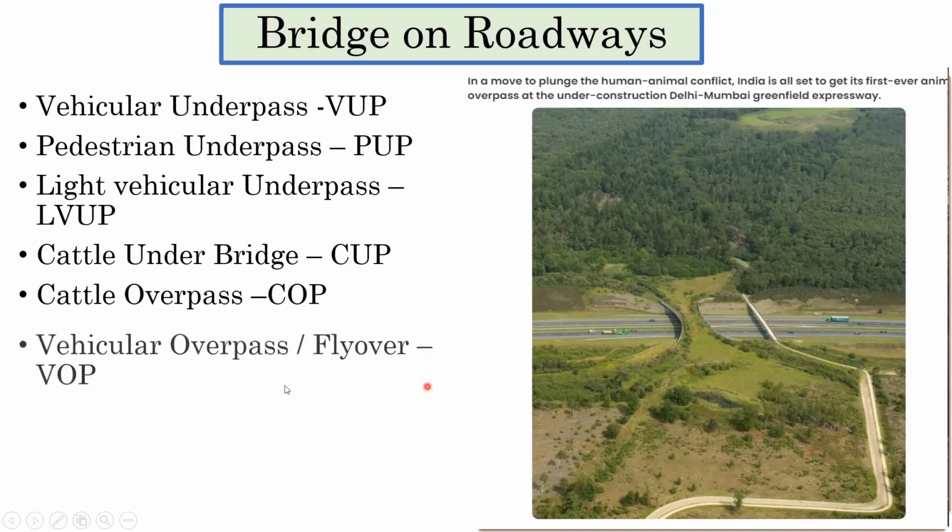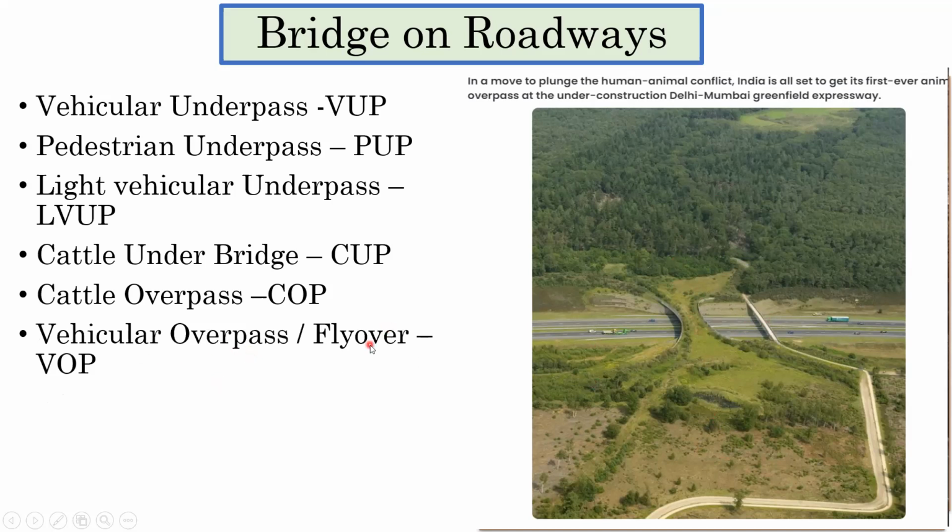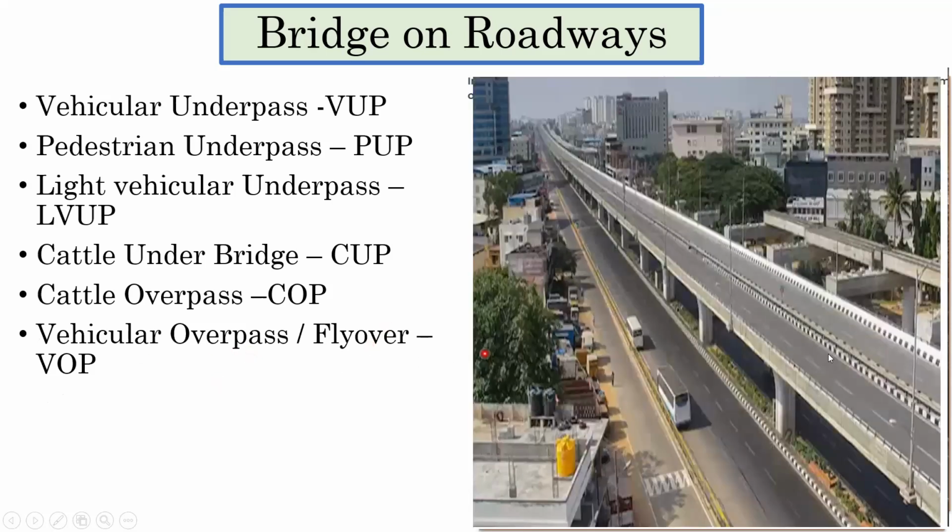Great. Next is the vehicular overpass, also called a flyover. This is typical, we have seen it. We call it a flyover, right? Whenever you want to cover a certain distance in a shorter period of time, we pay the toll and say we'll take a flyover, right? So here you can go from one place to another place. So it is called a vehicular overpass, or you can call it a flyover.